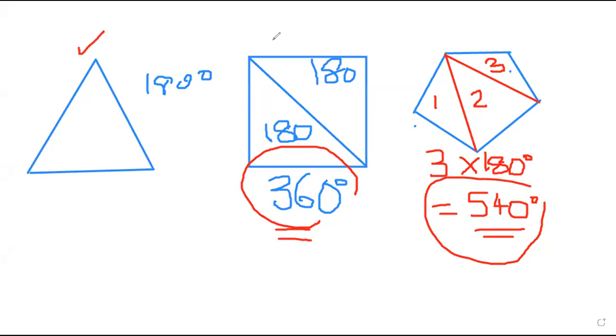This is a triangle, a square, and a pentagon. And we know that the angle inside a triangle is 180 degrees. Inside a square, 360 degrees. Inside a pentagon, which has three triangles, 3 times 180, 540 degrees. 2 times 180, 360 degrees.